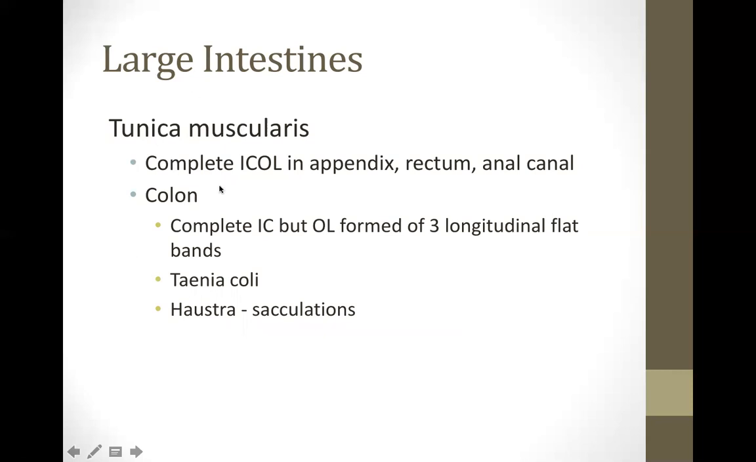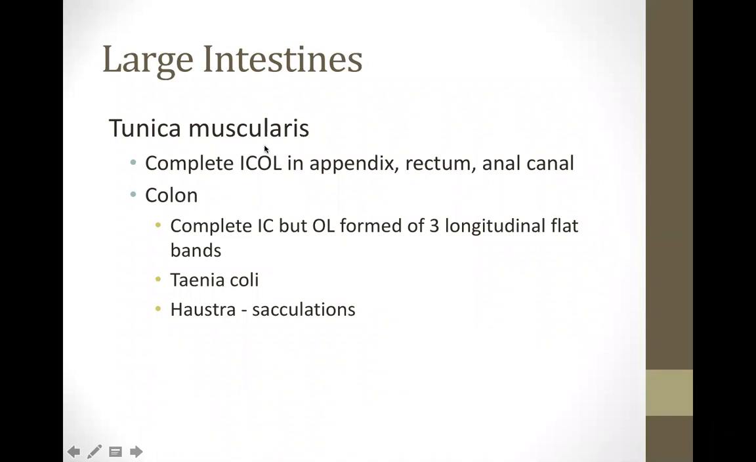Okay, in here, the tunica muscularis, the orientation of that muscle is complete ICOL, no? Inner circular, outer longitudinal in appendix, rectum, and anal canal. Pero sabi dito, in the colon or the large intestine, complete daw po ang inner circular. Pero ang outer longitudinal part niya will be formed of 3 longitudinal flat bands. Ano ibig sabihin nun? There is presence of Taenia coli pag nasa colon na siya or large intestine.